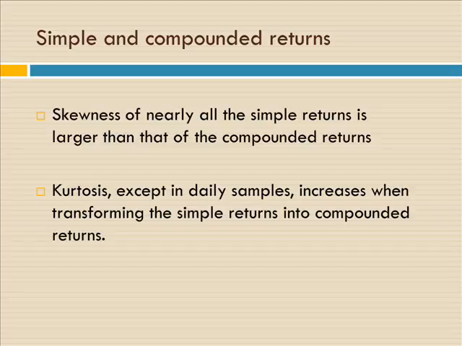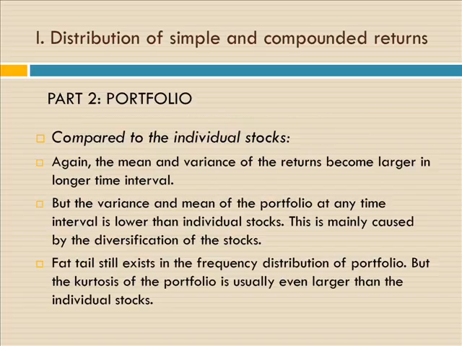On the side of the portfolio consisting of all the 30 stocks, in addition to a similar relationship between mean, variance and time interval found in the individual stocks, we find that the variance and mean of the portfolio at any time interval is lower than the individual stocks. This is mainly caused by the diversification of the stocks. Meanwhile, the kurtosis of the portfolio is usually even larger than that of the individual stocks.